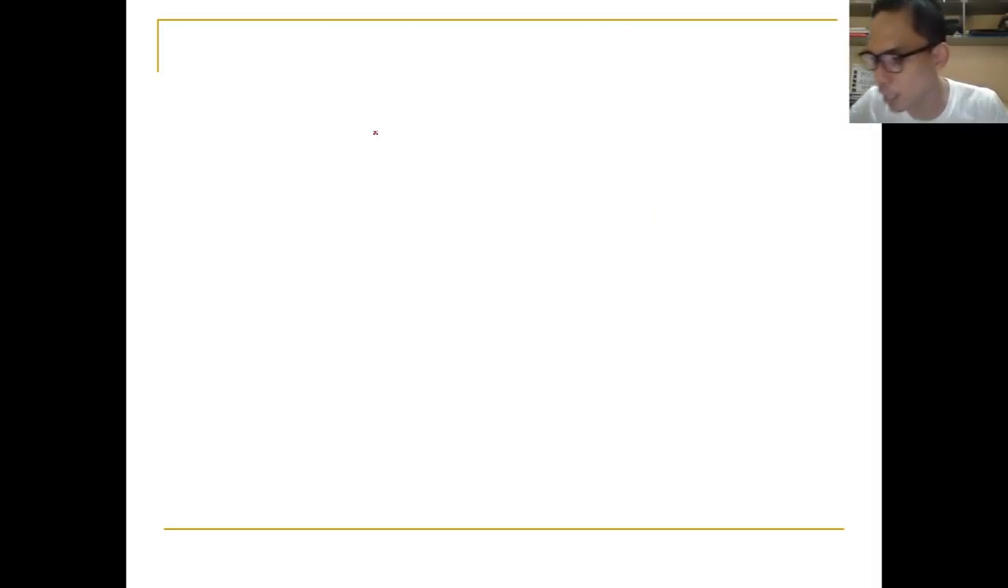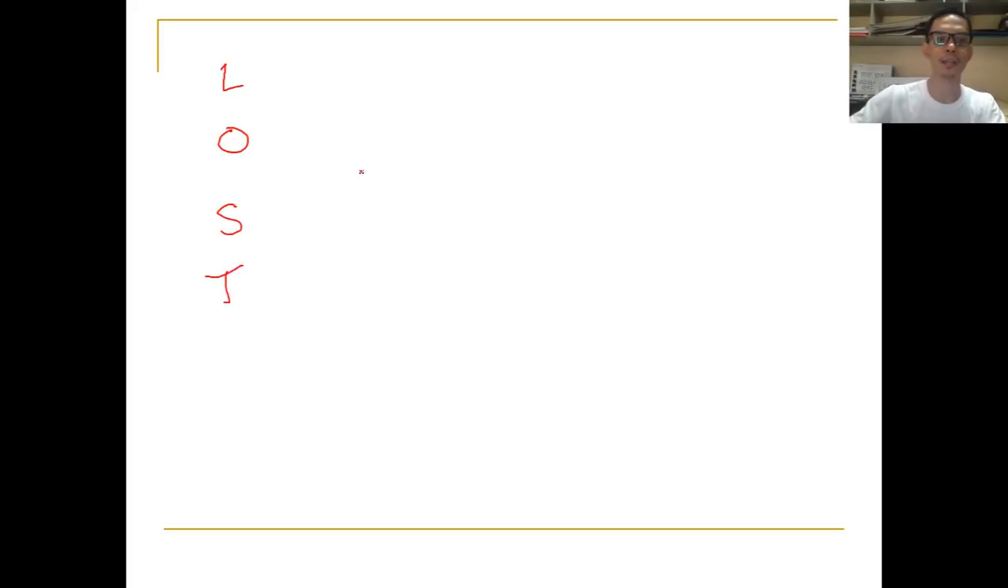Okay, so we can now start looking at the different things about this mirror. Before we start on that, we are going to use some mnemonics here. The mnemonic that we are going to have is LOST. So what do we have right here? The L means location. What will be the location?